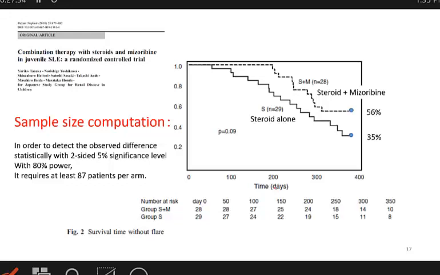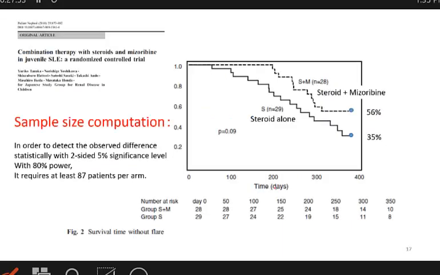And when you write a grant for NIH, you do need a sample size computation. When you publish a paper, you do need a sample size computation. And sample size computation does not happen after you collect data. It has to be done before you collect data.